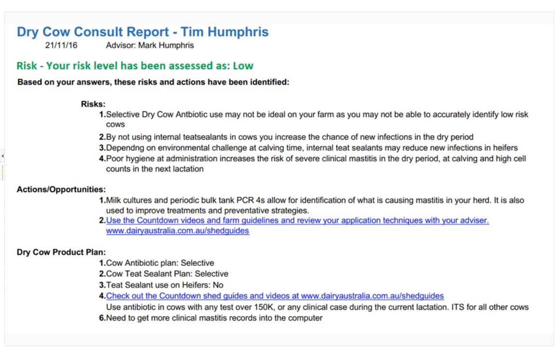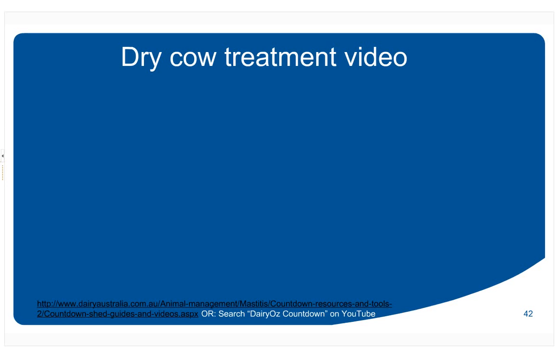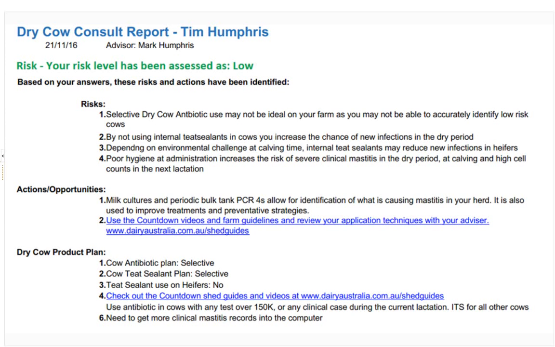So this is sort of what we're aiming for, something fairly brief, highlighting those risks that have popped out of the consultation, looking at the opportunities and also looking at the product plan, which will obviously have further more detail that a veterinarian can add as they prescribe those products. You'll notice that the countdown videos are certainly featured in the report, and I've just got an abridged version of the countdown video, and hopefully many of you have used and seen that. But if we could just put that video up.